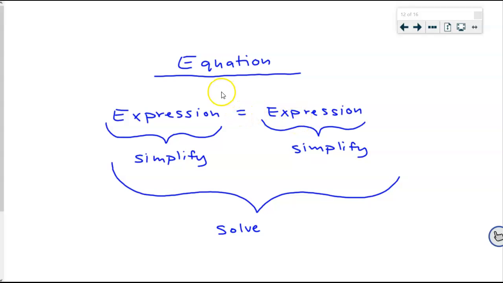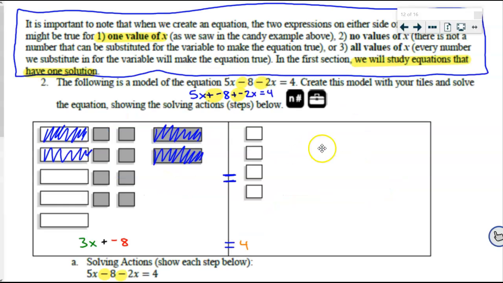So this is an important thing to understand because the equations that we're going to be solving now are going to be made up of expressions that have to be simplified before they can be solved. We have to take that step to simplify first, and then we can solve. And that's exactly what we did last time.